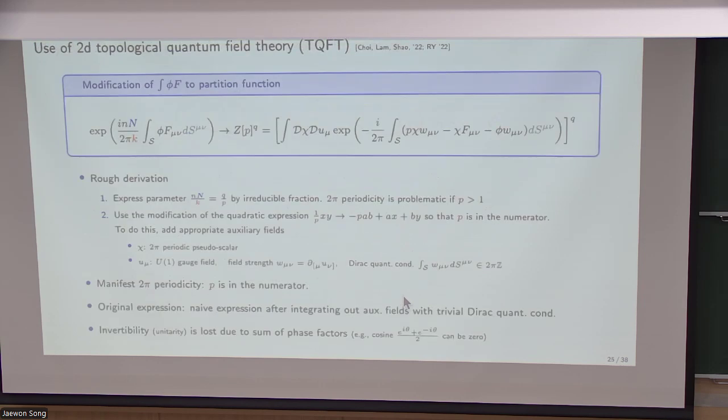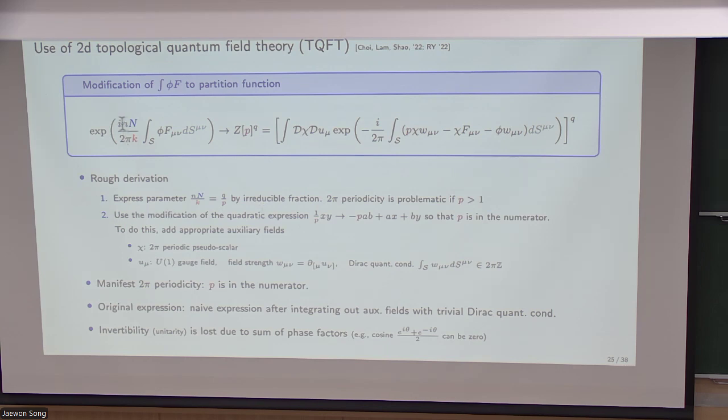So we use the two-dimensional topological field theory. And by using this, we can resolve this problem. By using the two-dimensional TQFT, we can modify this term from the axion photon coupling to the partition function of the TQFT. This is quite complicated, but this is essentially the inverse of the square completion. So let me explain the rough derivation.